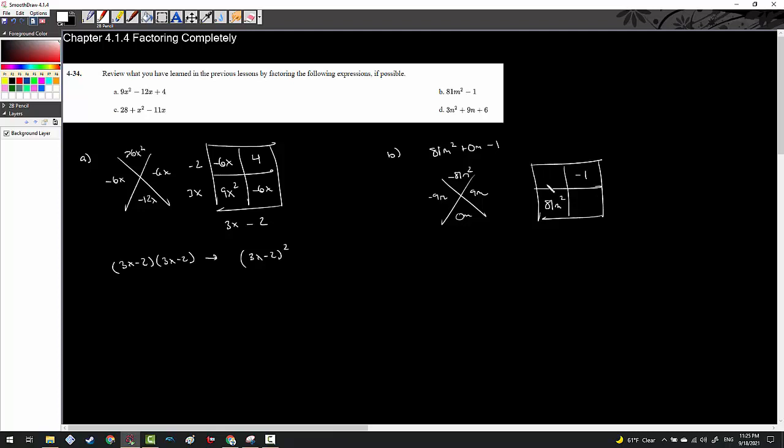What I'm looking at here is two numbers that do that. So I'm going to say it looks like negative 9m and 9m. So this thing is going to break apart into 9m and 9m with a negative 1 up top and a positive 1 on bottom. So I got 9m plus 1 times 9m minus 1. Now again, perfect square trinomial. And then this is a difference of squares.